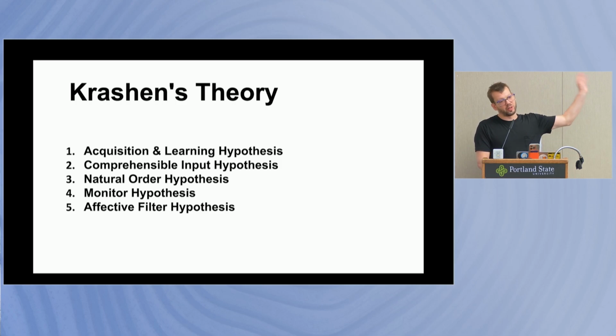So we're going to go through each one of these in detail, so don't worry if these words don't mean a lot to you yet. Acquisition and learning hypothesis, the comprehensible input hypothesis, which is really the important one that ties this all together, the natural order hypothesis, the monitor hypothesis, and the affective filter hypothesis. All right, so let's go through each one of these, and then once we've done that, we'll talk about how it applies back to DevOps and what we can do about it.